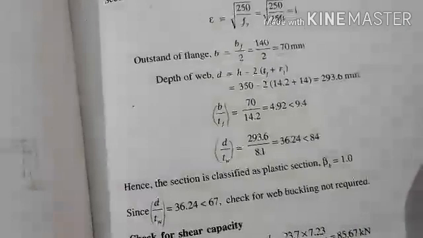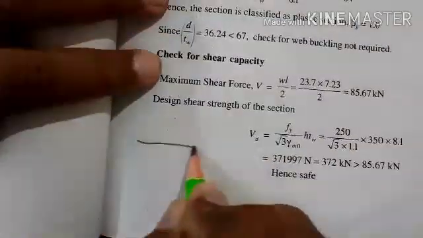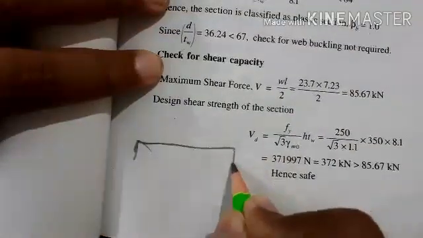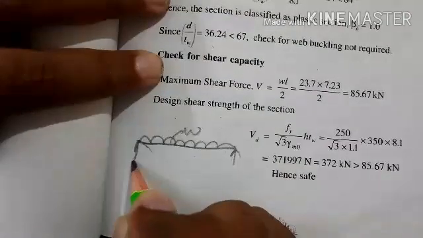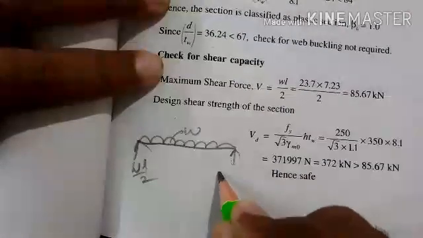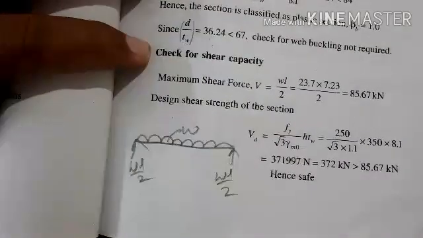Okay, so after this, next we go for the check for shear capacity. For shear capacity, for a simply supported beam carrying UDL of W, the support reaction will be WL by 2.